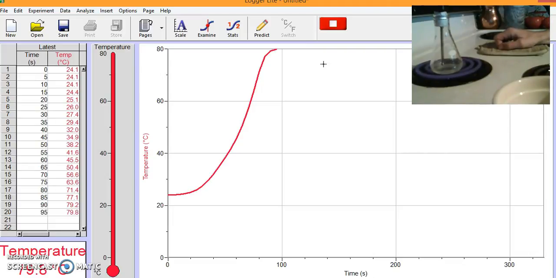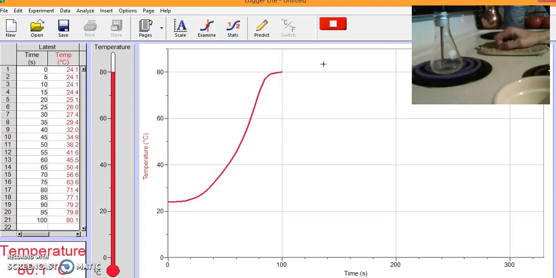Where are we now? At about 80. Yeah, 80 and a half. That's pretty close to the boiling point of isopropyl. But what's happening to the graph? It stopped changing so drastically. Time is still going to the right, but it's not going up as much.